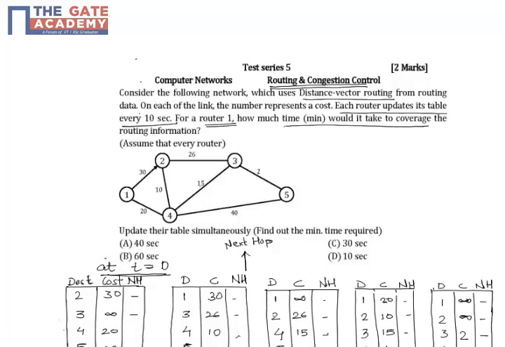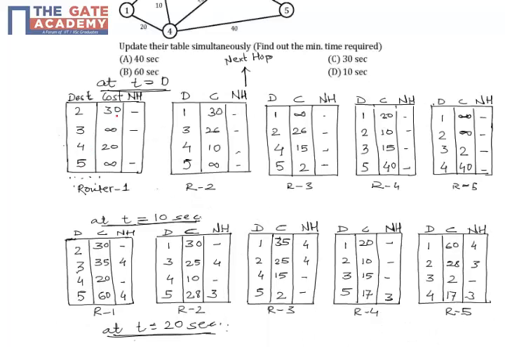Initially, each router knows the cost to only its neighbors. For example, router 1 would only know the cost to reach routers 2 and 4 and not routers 3 and 5. So in the distance vector routing protocol, we assume the cost to reach routers 3 and 5 from router 1 is infinity. So at time t equal to 0, this is how the distance vector table for router 1 would look. Similarly, for all other routers in the network.